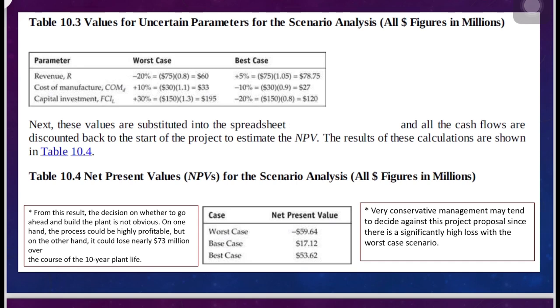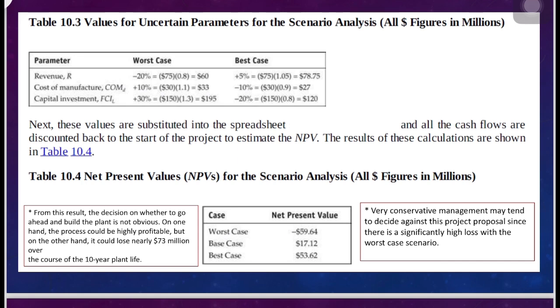So this is at our present. Okay? That is at 0% change. And then we have the best case. The net present value is 53. Okay, so from this result, the decision on whether to go ahead and build the plant is still not obvious. On one hand, the process could be highly profitable, but on the other hand, we could lose nearly 73 million over the course of the 10-year plant life.